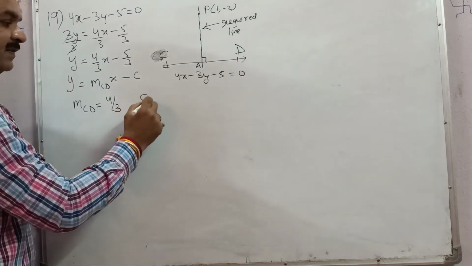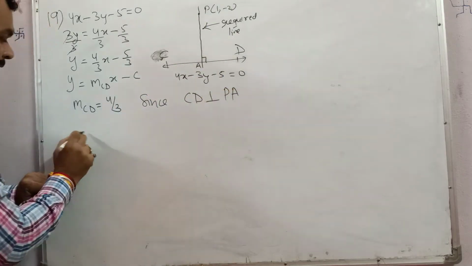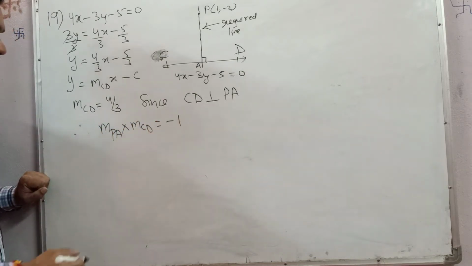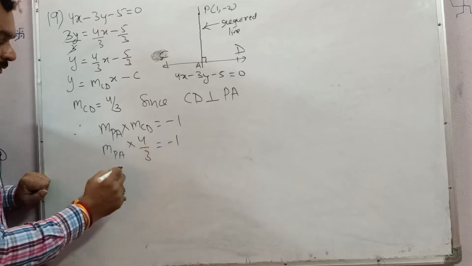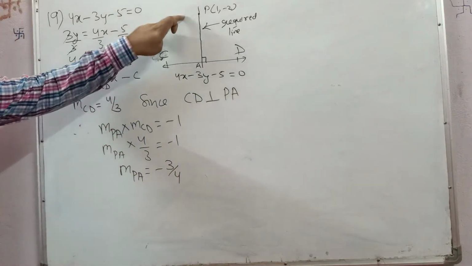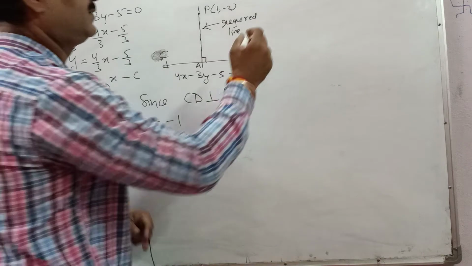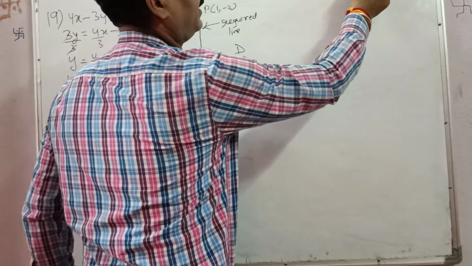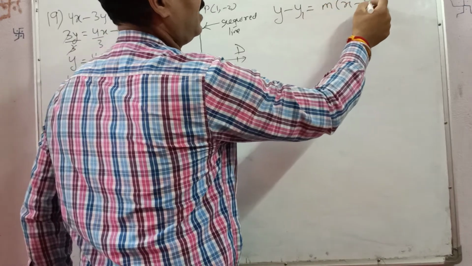Now, since line CD is perpendicular to line PA, slope of PA into slope of CD will be -1. Now we had found the slope of CD, which is 4 by 3. So we easily get the slope of the required line as -3 by 4. Now for this line PA, we have slope as well as point. So we will be applying point slope form. So equation of required line from point slope form: y minus y1 is equal to m times x minus x1.